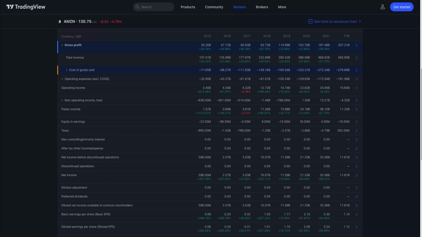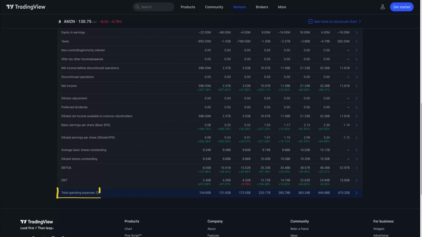Now that we went through the income statement, let's focus on the key metrics that determine if the company is strong or weak financially. First, the total revenue, which as we mentioned is the money the company made after selling goods and services. A solid business will have its total revenue increase over the years.